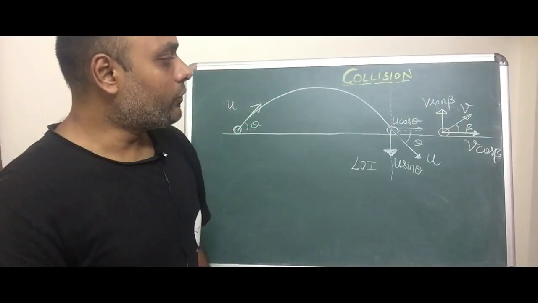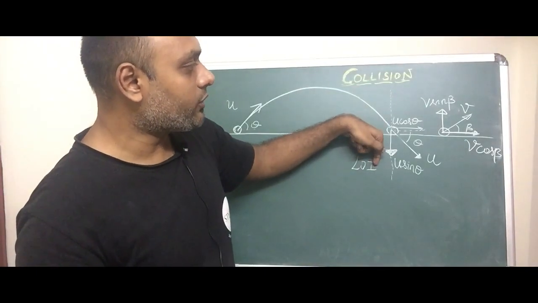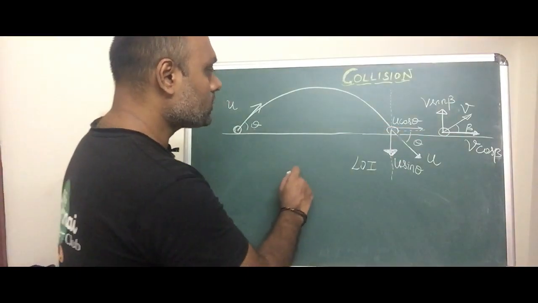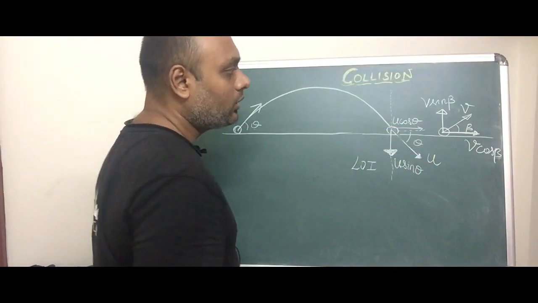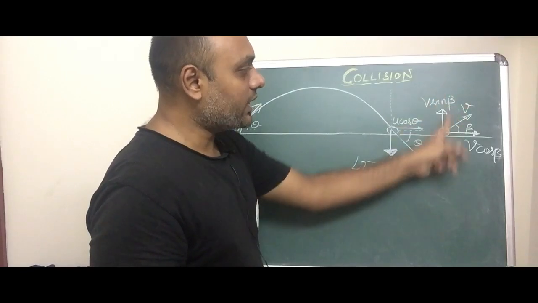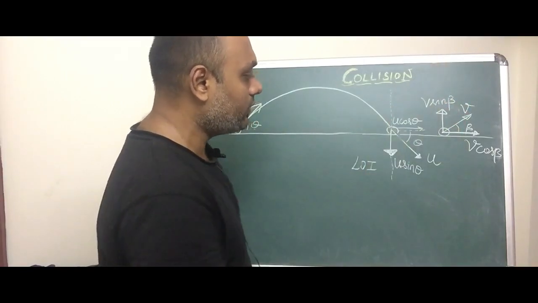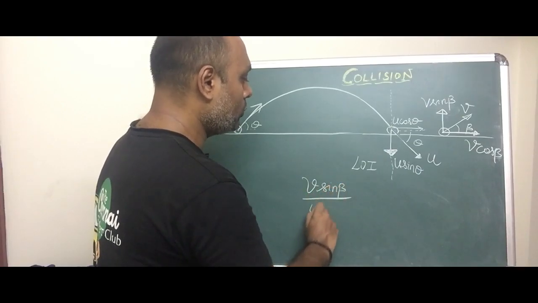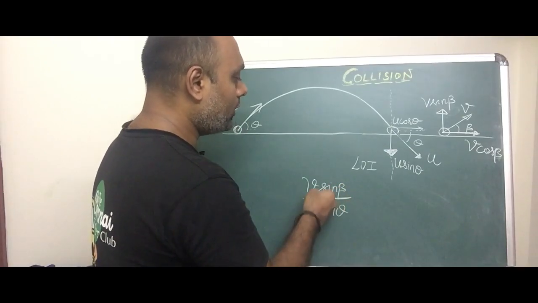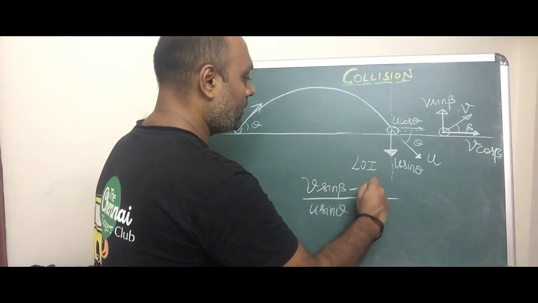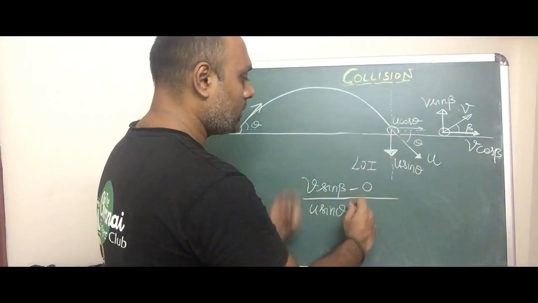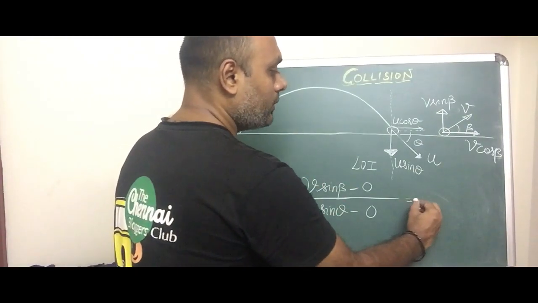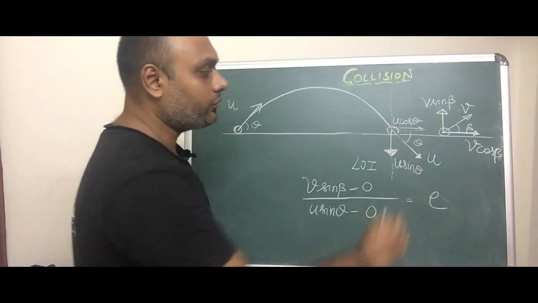Clearly, before collision, u sin theta is the speed of approach, because the other object, the floor, is at rest. Speed of separation is v sin beta, the velocity along the line of impact after collision. So v sin beta divided by u sin theta. In fact, you can write it as minus 0, because the floor is at rest. Speed of separation by speed of approach will be equal to the coefficient of restitution.